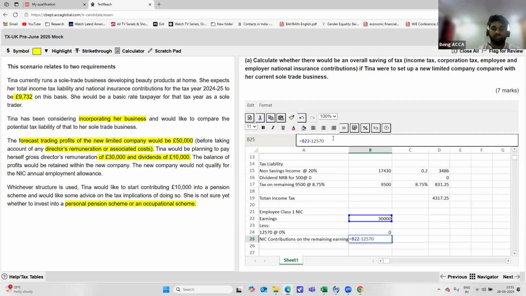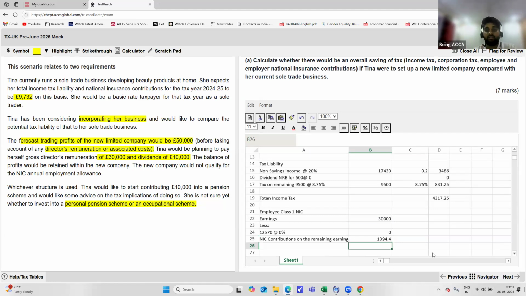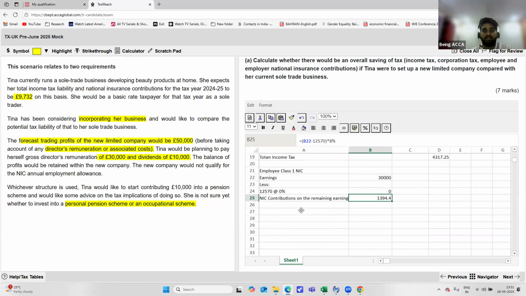into what is the rate that we saw? The rate that we saw is 8%. So let's calculate with that. Into 8%, that would give us 1394.4. Let's always round it down. We can keep it at 1394. It's not necessary to take the exact values. So employee class 1 NIC would be 1394.